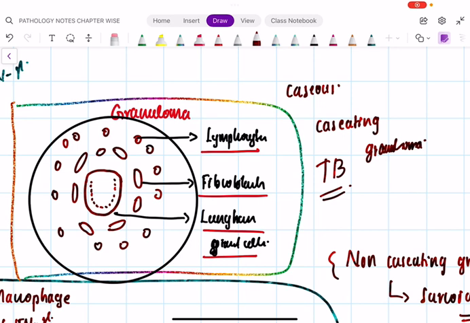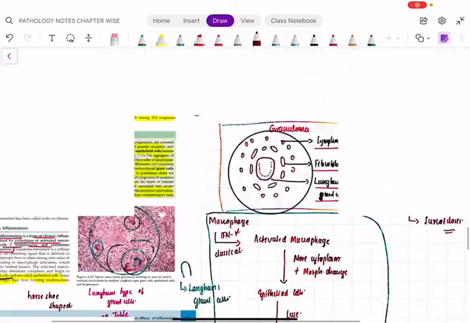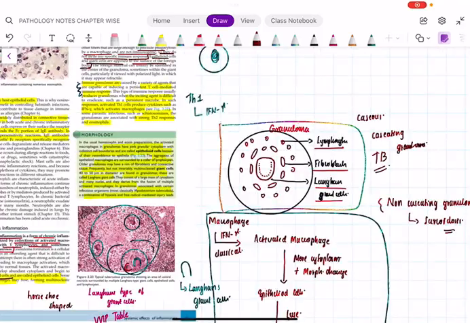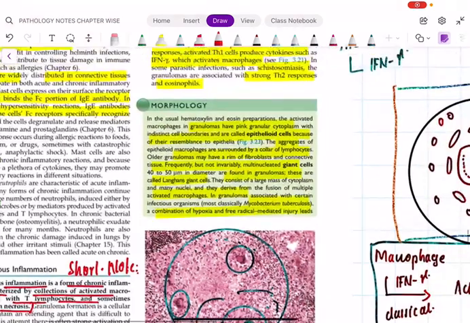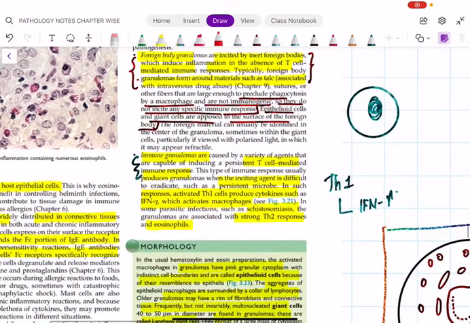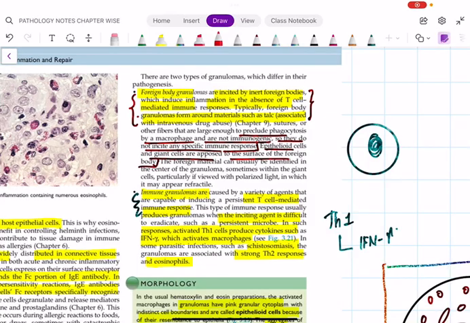That is, we will get all the findings of Langhans giant cells with fibroblasts and lymphocytes. You can appreciate all the features under histopathology. So granulomatous inflammation is a very, very important short note question. You can't miss this. You have to write what it is, how they are formed as a result of interferon gamma activation, foreign body granulomas, and what are immune granulomas.